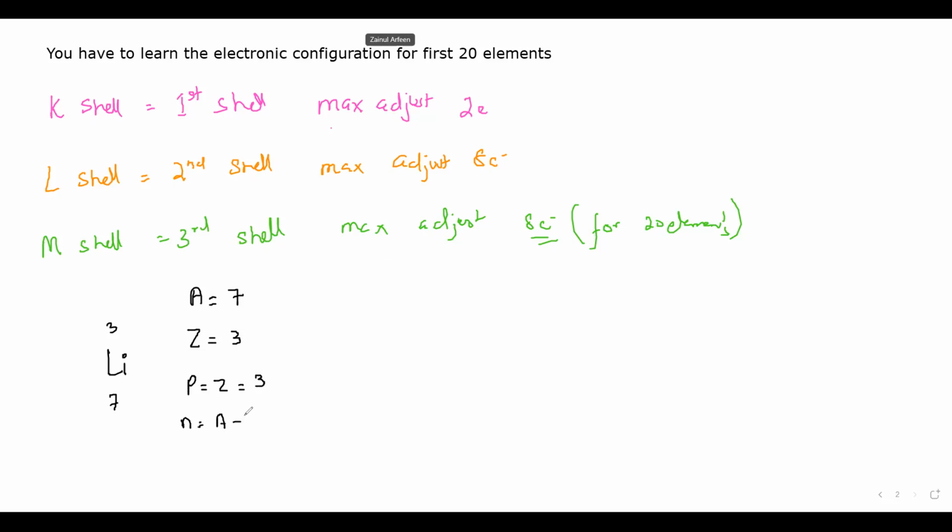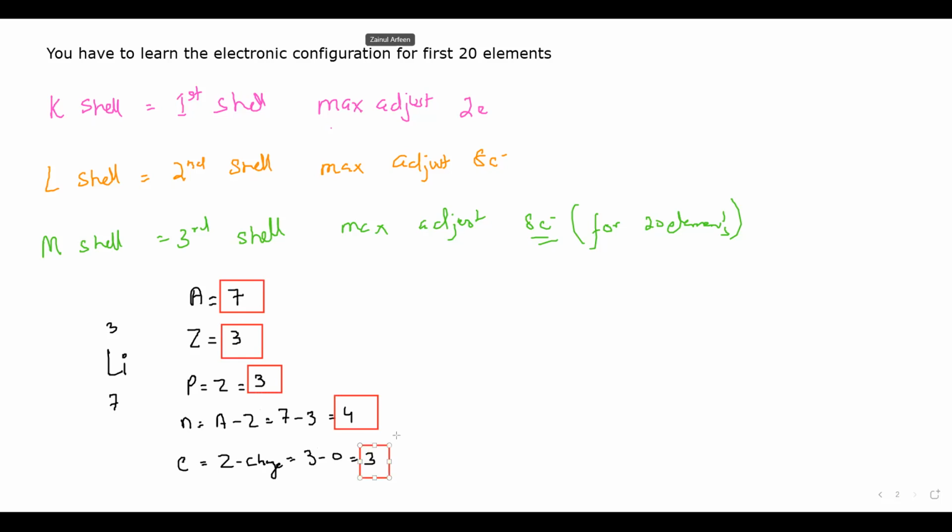How many neutrons are there? A minus Z. So 7 minus 3, so equal to 4. And how many electrons are there? That is Z minus the charge, because it does not have any charge, so it will be 3 minus 0, so that is equal to 3. So we worked out atomic mass, atomic number, number of protons, number of neutrons, and number of electrons.